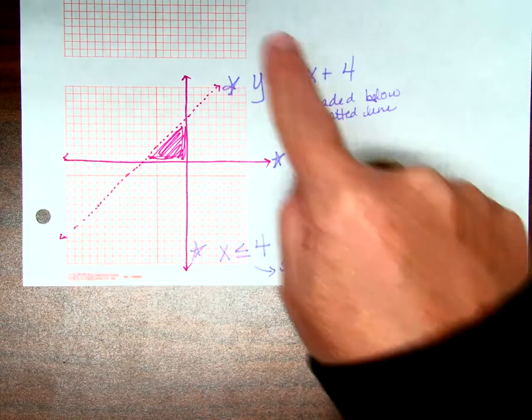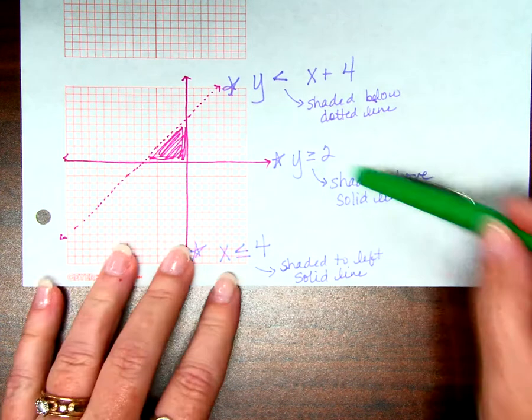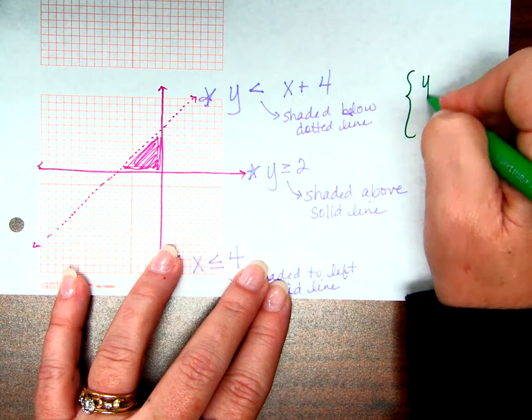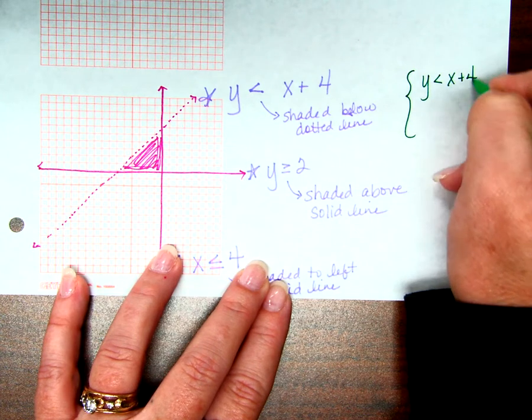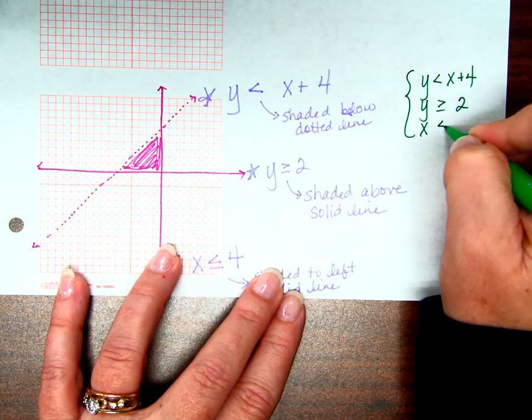Okay, so is this the system right here, or is there some other way we could write it? That's really the system, right? But we have a whole bunch of notes and stuff in there. So it might be nice if you came over here to the side and said y is less than x plus 4, y is greater than or equal to 2, x is less than or equal to 4.